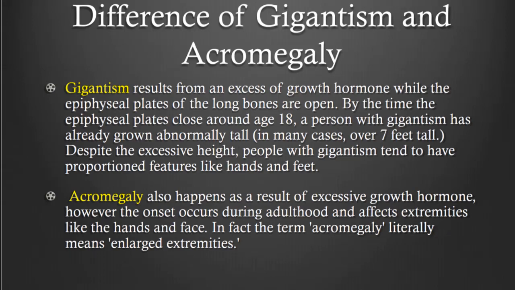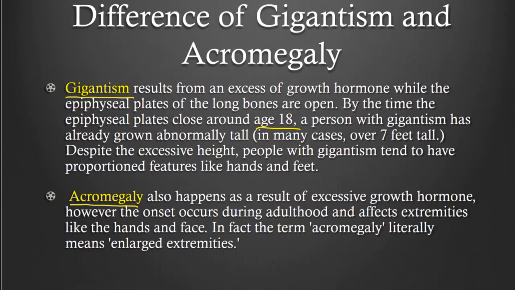The biggest difference between gigantism and acromegaly is that with gigantism, the excess growth hormone happens before puberty is done and before the epiphyseal plates are sealed. That usually happens around age 18, which means these people grow abnormally tall. And they tend to have a little bit of disproportionate features like hands and feet.